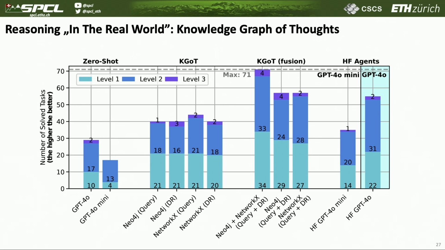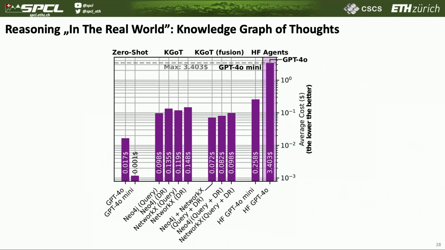But what is even more interesting is that we are able to match or outperform even the variant of Hugging Face agents that is using a much more powerful model, namely GPT-4o. Right? So that really shows, and we now have a more detailed breakdown of the costs, because costs are another very important comparison dimension here. So on this plot, the y-axis is the cost of running a given set of benchmarks. And again, we see the zero-shot variants, KGOT variants, and Hugging Face GPT-4o and Hugging Face GPT-4o mini.